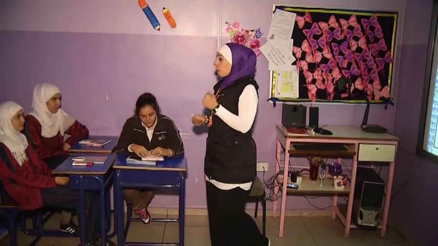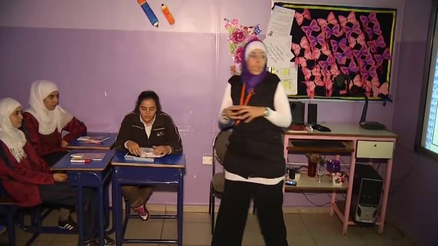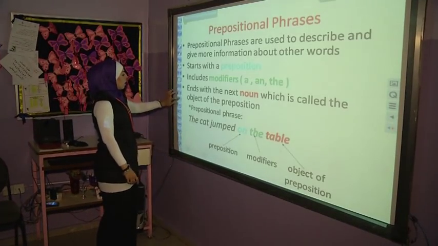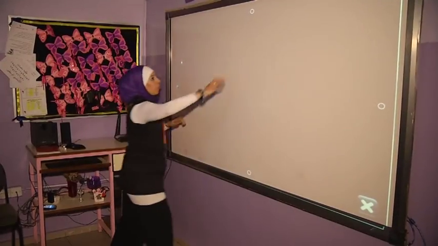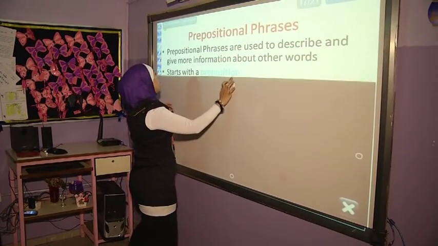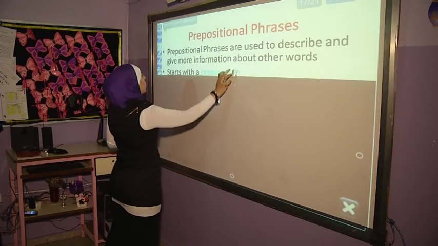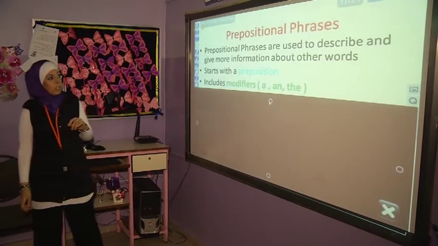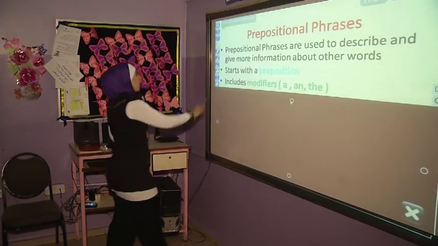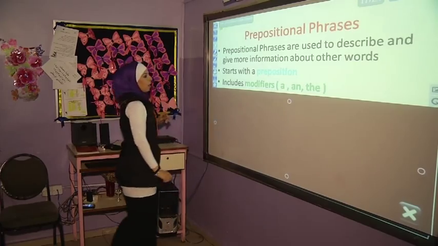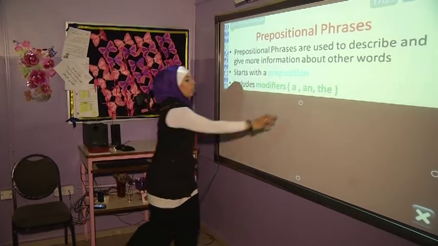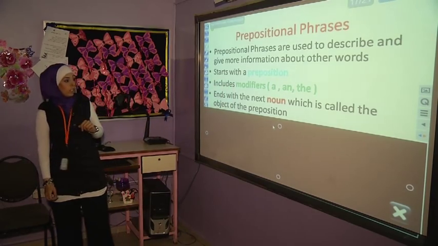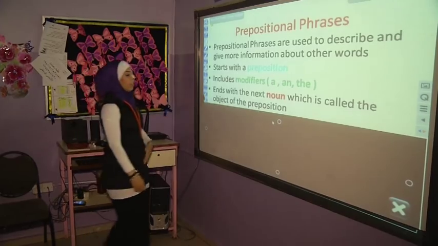After we practice using prepositions and you master them, we're going to go into prepositional phrases. Could you start reading it for me, Jude? Prepositional phrases are used to describe and give more information about other words. They start with the preposition, include modifiers such as a, and, the, and end with the noun, which is called the object of the preposition. Excellent. Thank you very much.